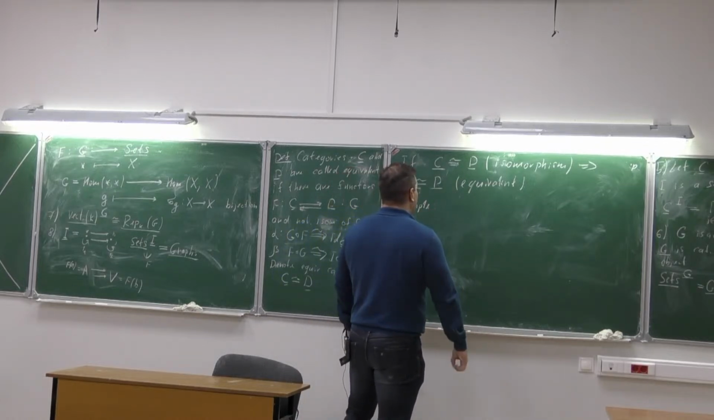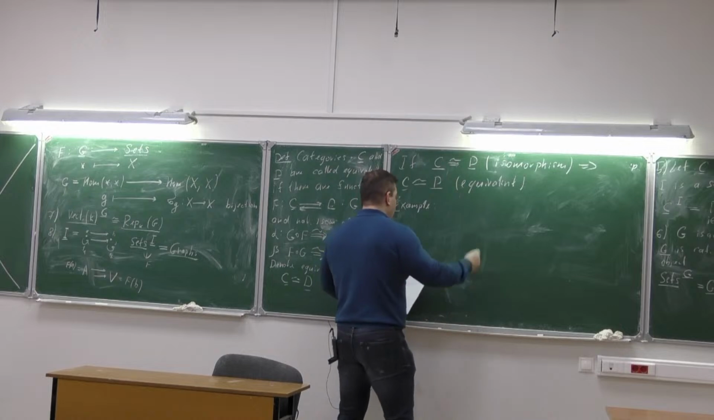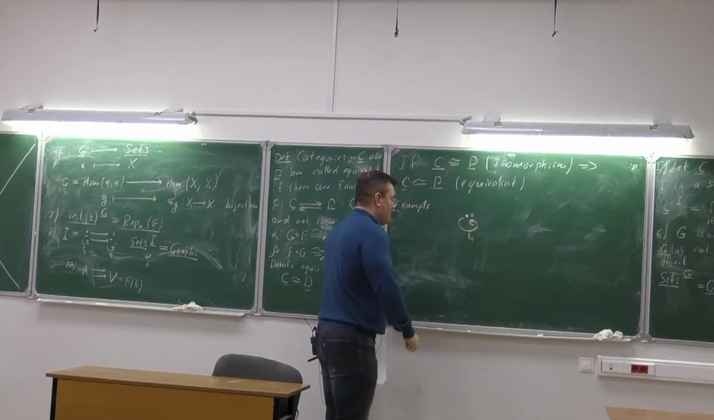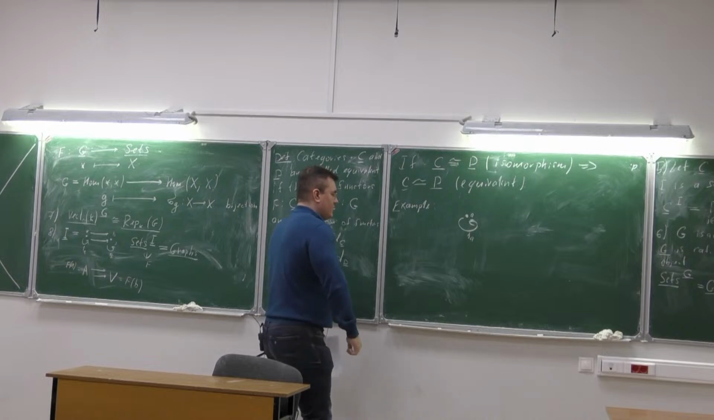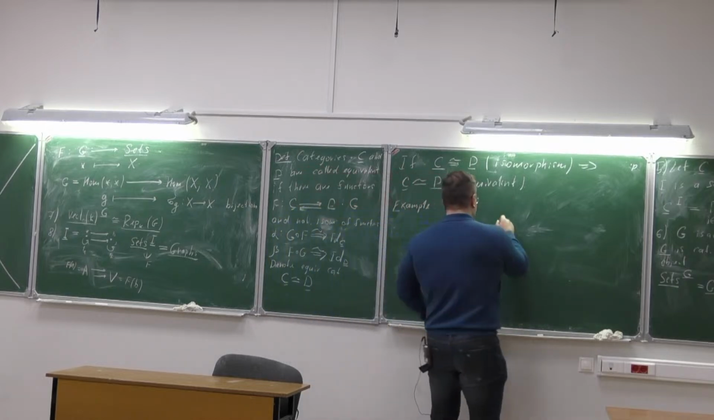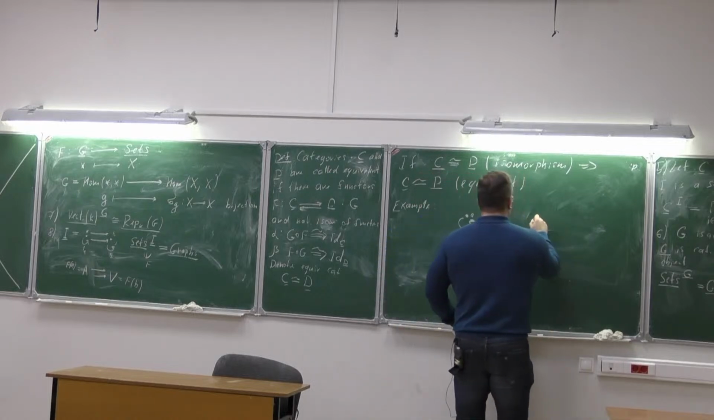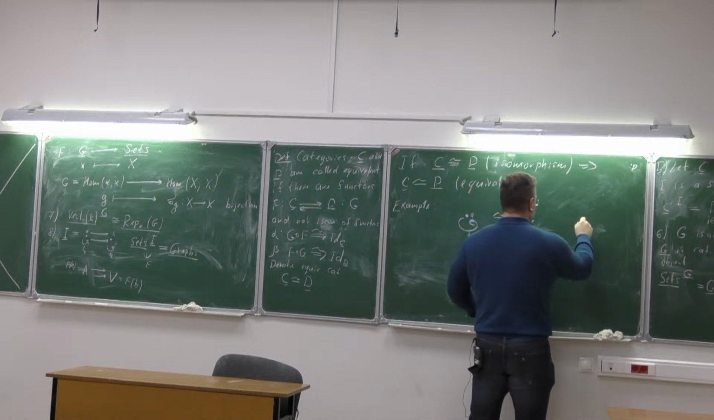An example of two categories which are equivalent but not isomorphic is the following. One category has only one object, let me call this A, and there is only one arrow, the identity on A, so it is a discrete category, just a set with one object. And another category which is equivalent to it but not isomorphic has two objects, X and Y.